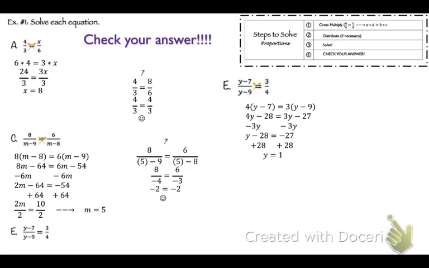Then we're just going to do the same thing. We're going to check our answer. So we're going to plug in 1 for our y's. So 1 minus 7 over 1 minus 9 equals 3/4. Maybe. We need to figure that out.